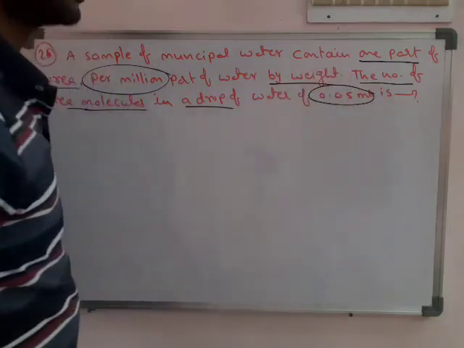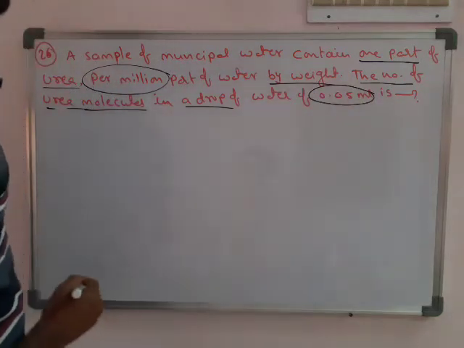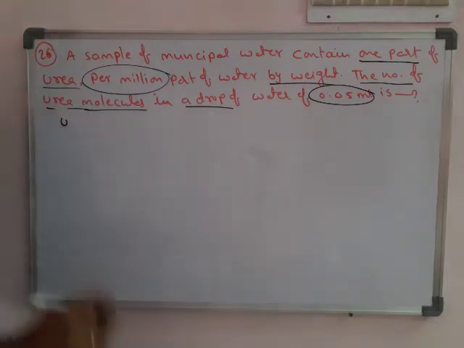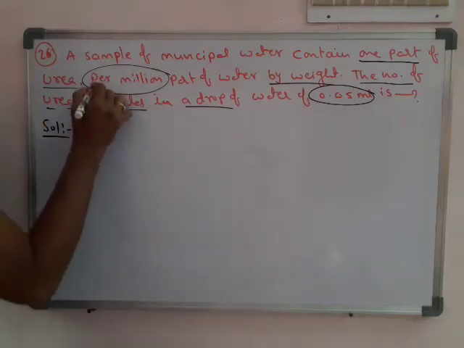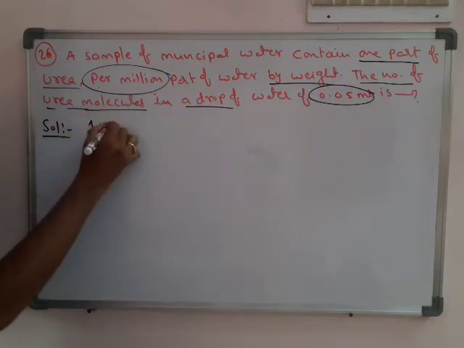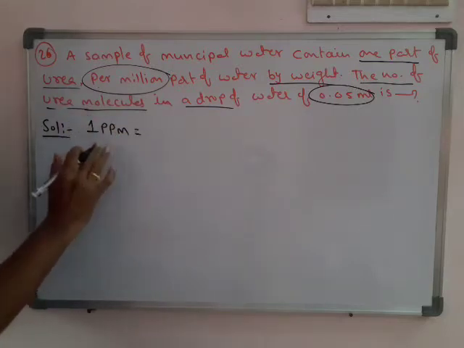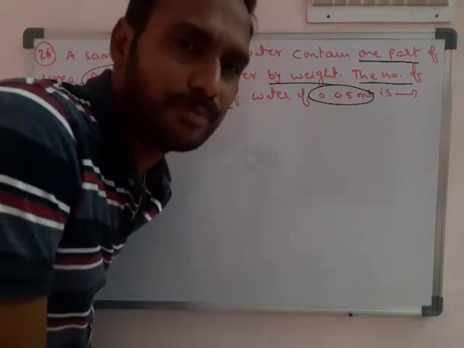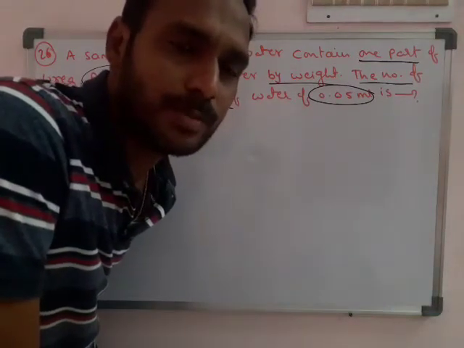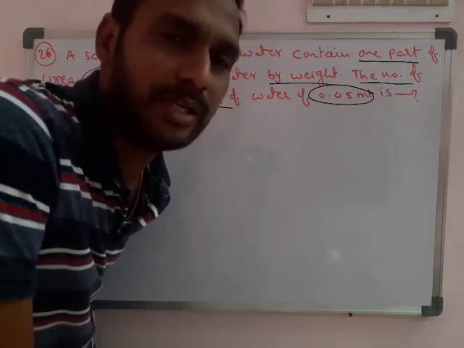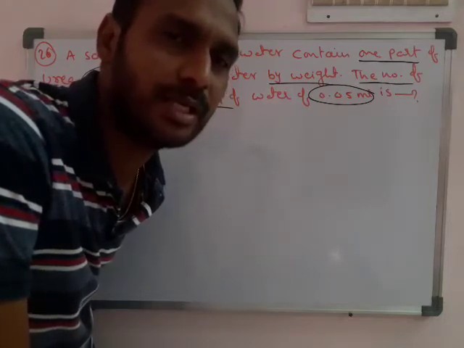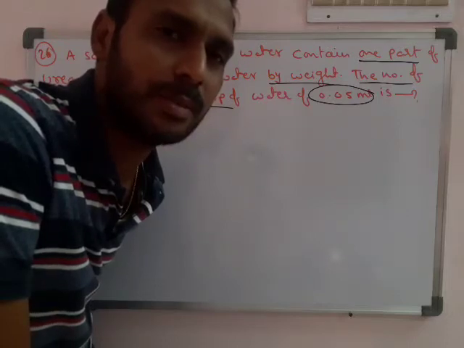1 drop of water is taken as 0.05 milliliter. Here, what is the formula of urea? We know that it is NH2CONH2. First, it is given in parts per million, which is nothing but 1 ppm. The ppm method is generally used to express concentrations in very low values.